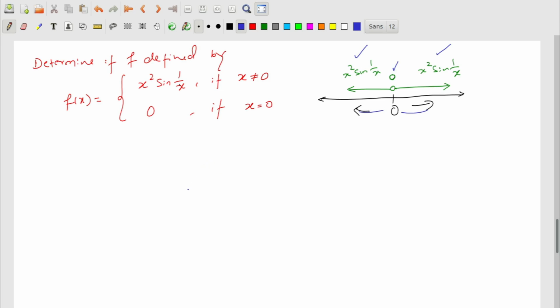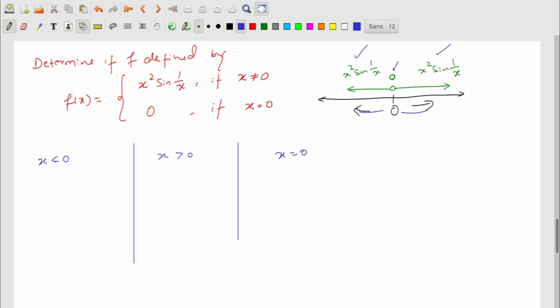Now we need to check the continuity of this. Here what I will do, I will divide this region into 3 parts, that is x less than 0 and x greater than 0 and at a point x is equal to 0, right? So now we need to define continuity in these 3 regions.